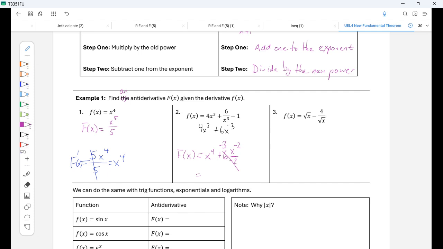Right. So when you take a derivative, constants go away, but when you take an antiderivative, they appear, right? Like -1, what gives us a derivative of -1? -x. So constants do not go away, so we end up with -x. So we end up with a much cleaned up version, x to the fourth minus 3 over x squared minus x. And we have found an antiderivative.